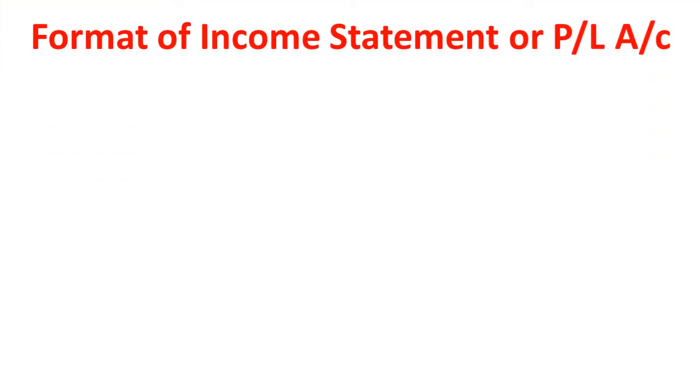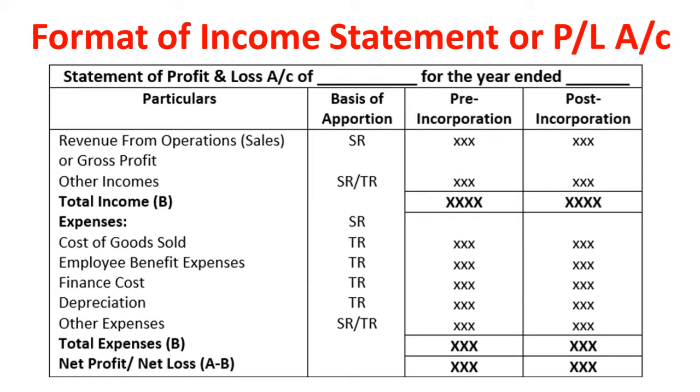So this is the format of profit and loss account, that is statement of profit and loss account, right? The profit and loss account of XYZ for the year ended, right? So the format is particulars, basis of apportionment, pre-incorporation and post-incorporation. Before that, if you wish to add, you can add one total column also, right? So that would be more appropriate. I will add in the problems which I am working out, but you can add or you can omit also.